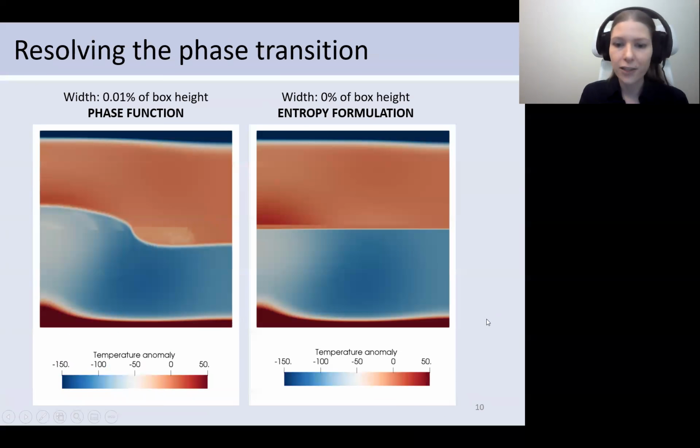Now, let's look at our example case where the thin phase transition was not properly resolved. That's again what we see here on the left. And on the right, we now see the new method, and the phase transition is actually infinitely thin. But even though it is so thin, the temperature jump can still be resolved correctly as material moves across the phase transition.